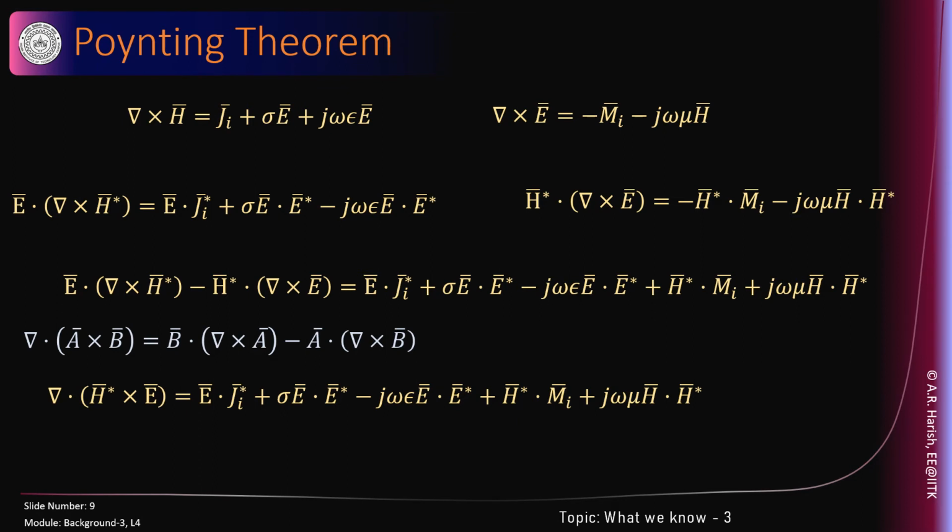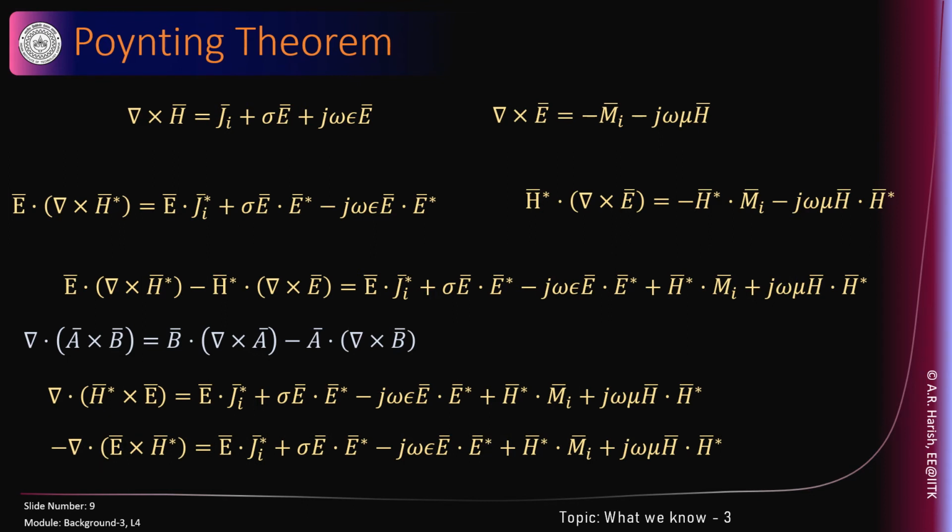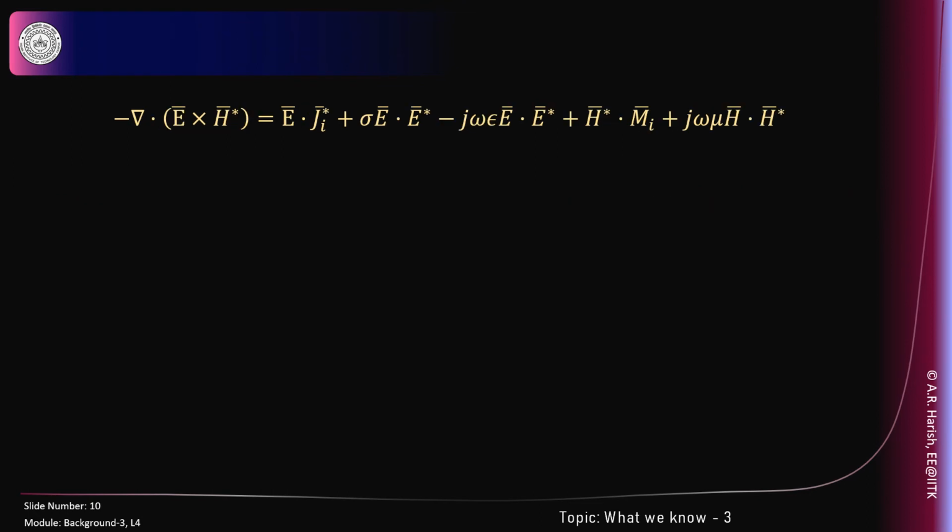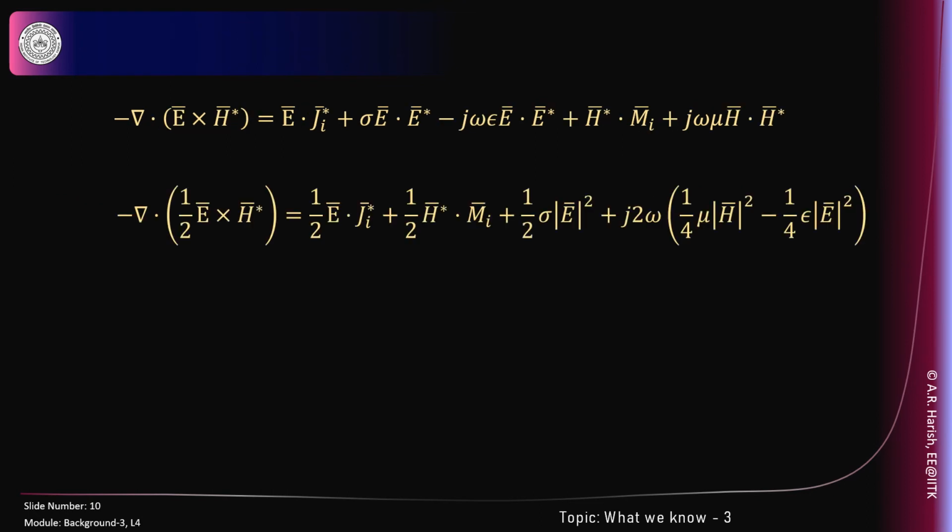Stop, pause. We are really going very fast here, but my sincere request is please write this down once to make sure you have captured the essence of everything that is happening here. Right, you can change the order of H and E here. We get a negative sign and we can now collect the terms, and it's not very complex to show that this is indeed correct, because what have we done here? Sigma E square remains sigma E square, E dot Ji is still sitting E dot Ji, j omega epsilon and j omega mu have come out.